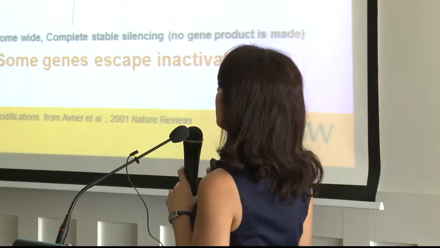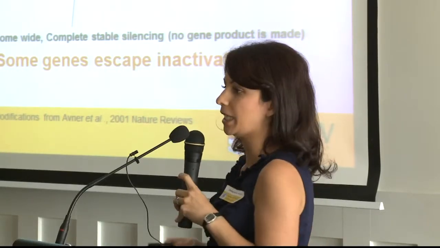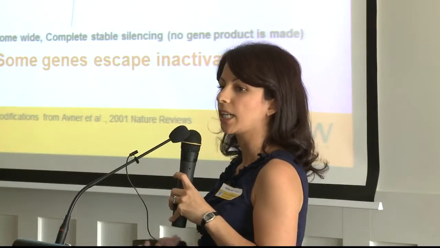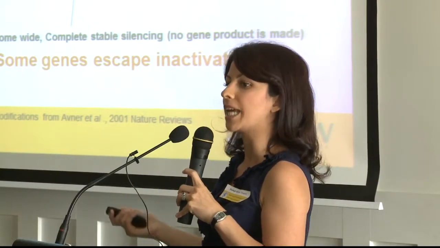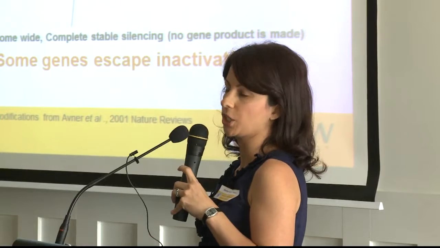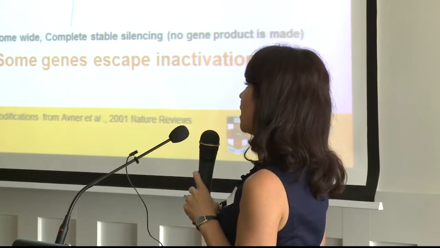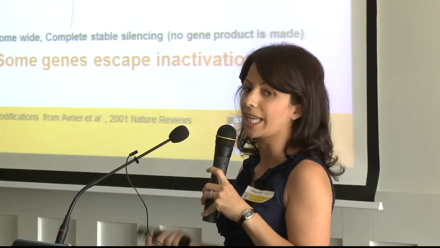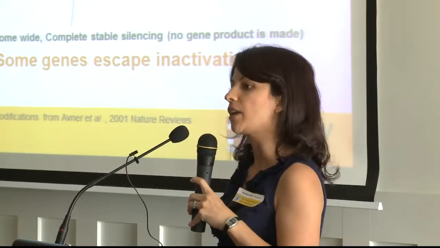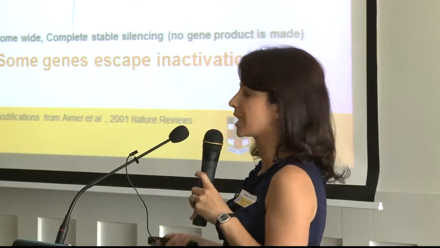Instead, the XIST RNA coats the X to be inactivated, creating a cloud over this X chromosome that brings about the inactivation machinery. Modifying histones, adding methyl groups, ensures that you have a chromosome-wide, complete and stable silencing. However, some genes do escape inactivation.